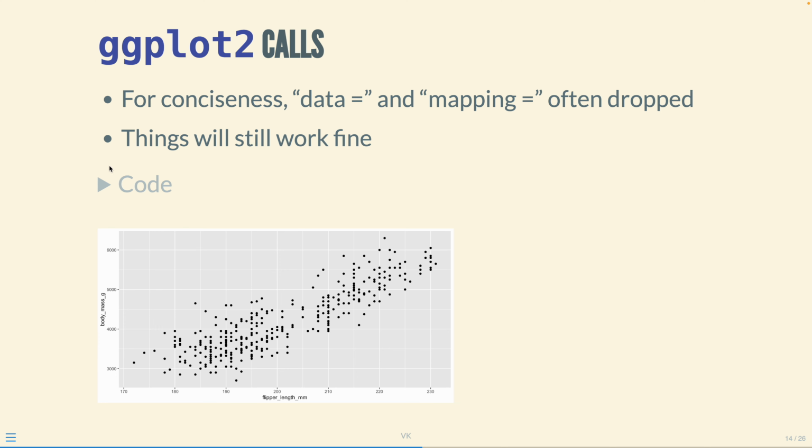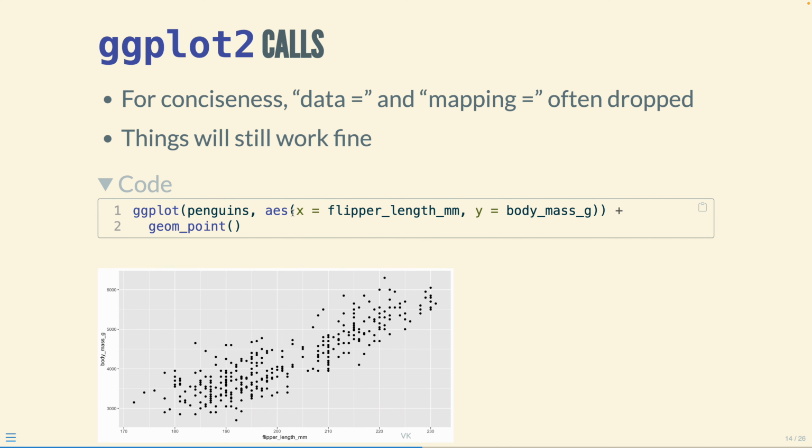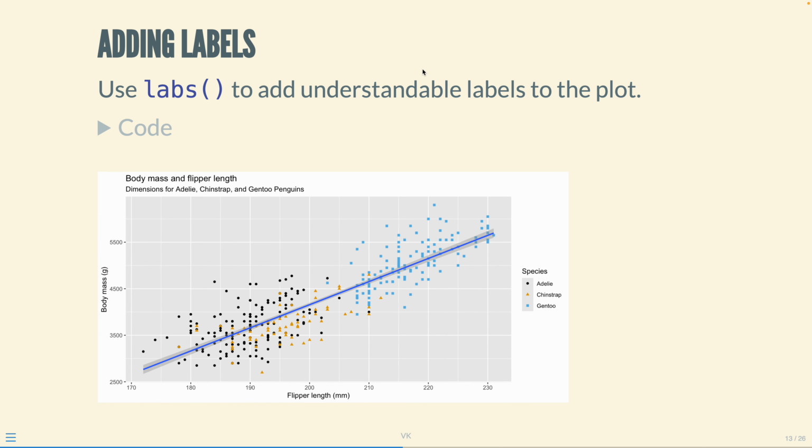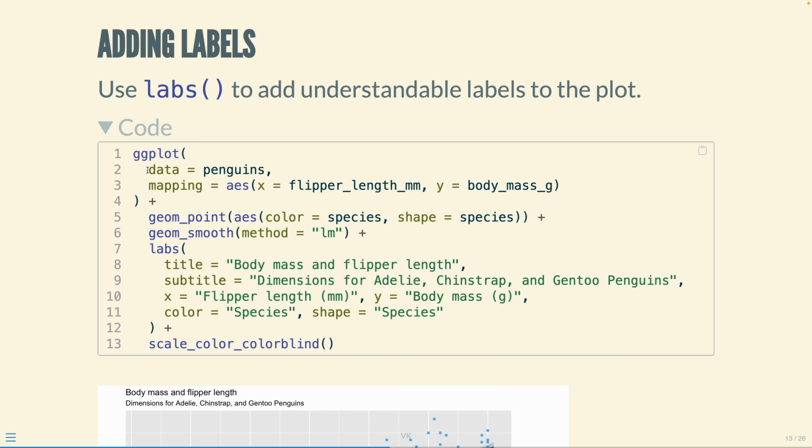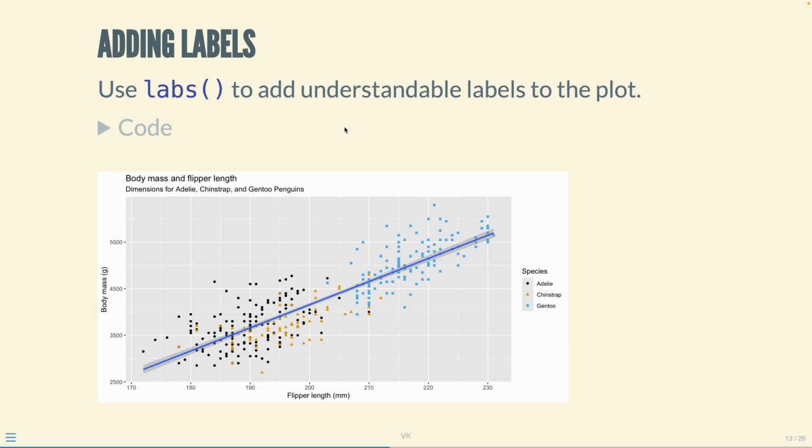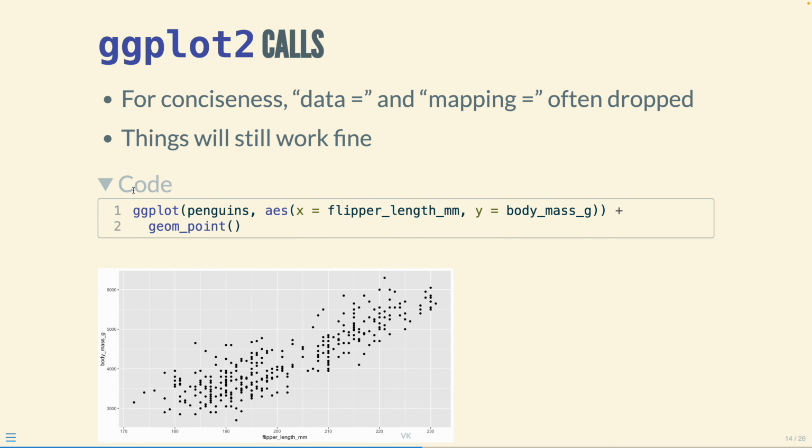Now, remember that in the code, I've been telling you to write data equals penguins and then mapping equals aesthetics. This code is going to work perfectly fine if you got rid of data equals or mapping equals, okay? So let's just take a look here. If this is the code you were writing, remember I said you can get rid of the data equals. So I'm not writing data equals penguins, but I'm just writing penguins, comma. I'm not writing mapping equals something, but I'm writing aesthetics only, or aes, and then specifying things. This code is also going to work.